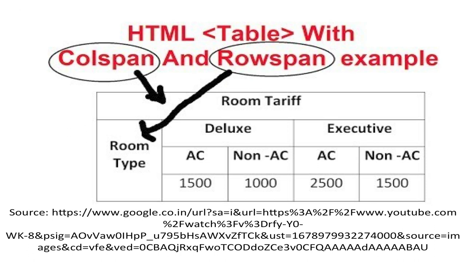Now rowspan: when we divide a row into different rows, it is called rowspan. Room type is divided into three rows, meaning the span of room type is three rows. In the first row we have the values deluxe and executive, in the second row we have the values AC, non-AC, AC, non-AC, and in the third row we have the values 1500, 1000, 2500 and 1500. So room type is divided into three different rows, and this is called rowspan, and room tariff is divided into three different columns, and this is called colspan. So these are two things, rowspan and colspan.